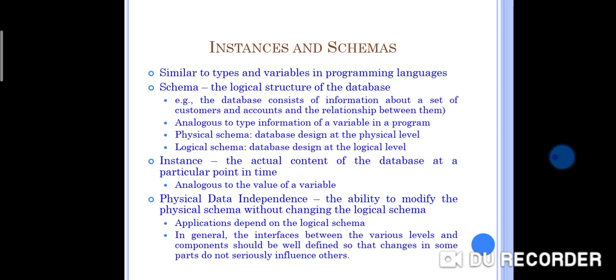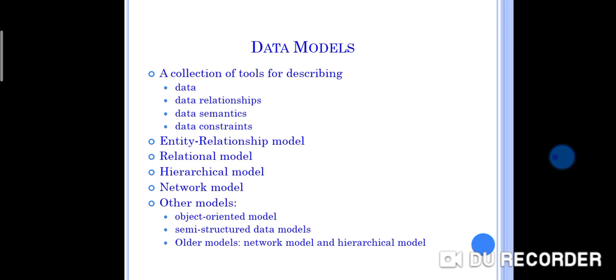That is, in short, the data stored in a database at a particular moment is called the instance, which changes over time when we add or delete data from the database. Then we go for data models. The data model defines how the logical structure of a database is modeled.